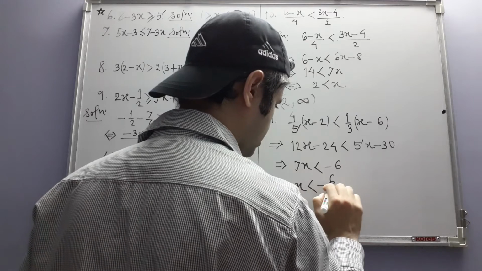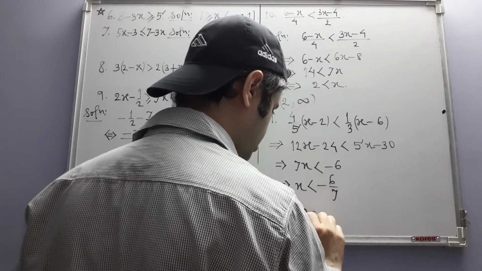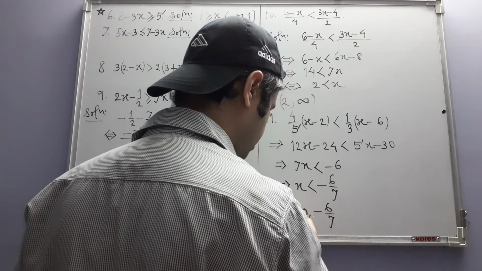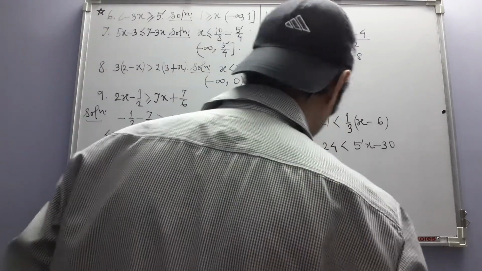So x is less than minus 6 divided by 7. So this is the solution set. Again, a ray with a right boundary.